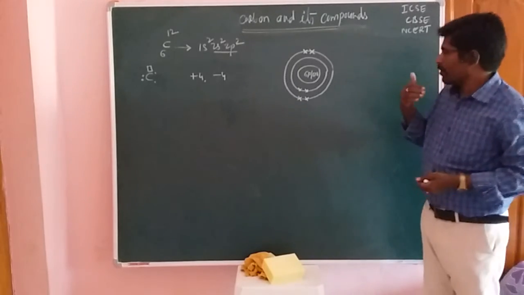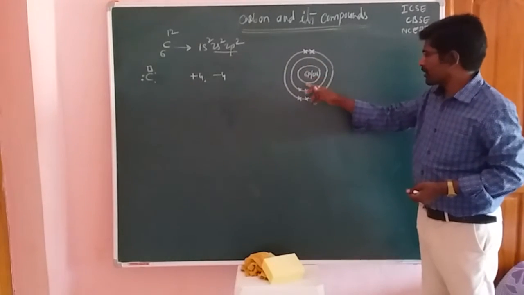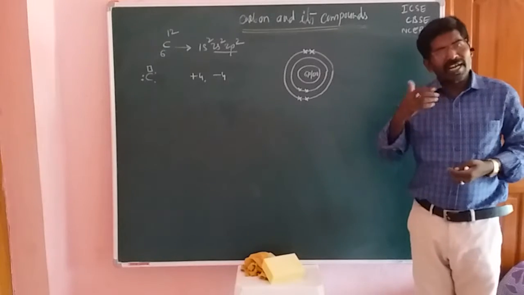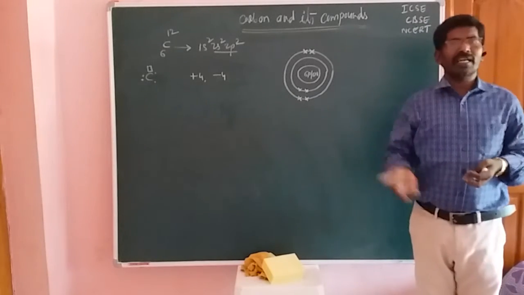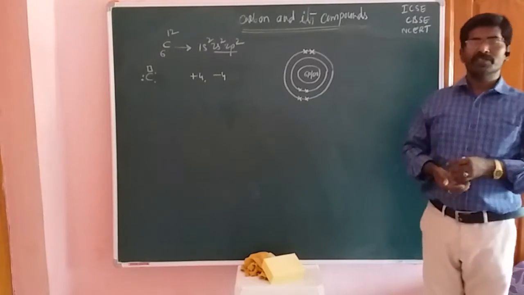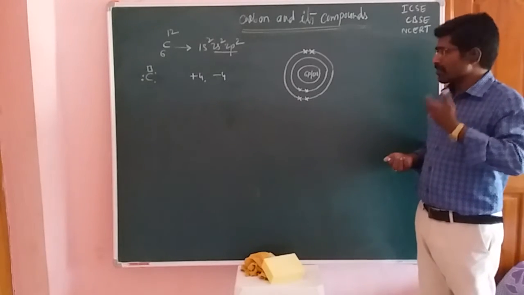How many electrons are there? The total number of electrons is 2 plus 2, 4, plus 6. If you are adding the extra 4 electrons, the total number of electrons is 10. So that means now it is not okay.